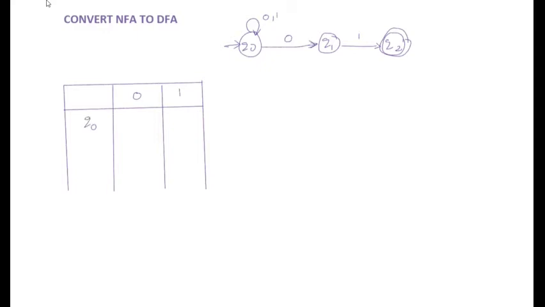Q0 on 0, it is moving to 2 states, so we need to write Q0, Q1 in the first cell. As Q0, Q1 is specified in the cell, we need to introduce that as a new state in the first column. Q0 on 1, it is moving to the self state, so we need to write Q0. Anyway, Q0 is already defined in the first column. Now we need to fill this cell. So how to fill this cell, Q0, Q1 on 0? That means Q0 on 0 union Q1 on 0 we need to find out.